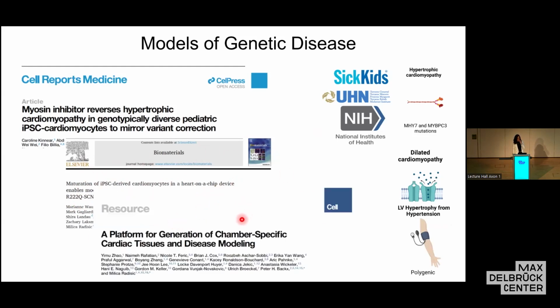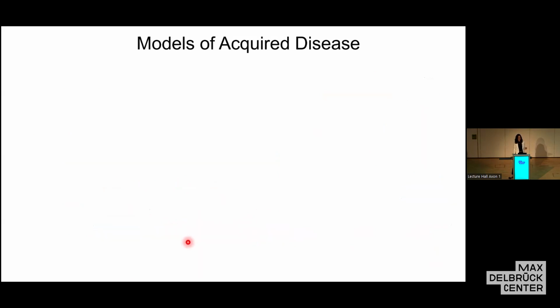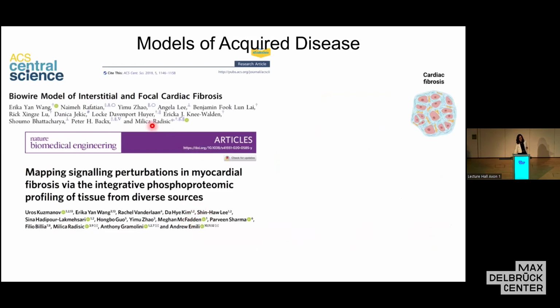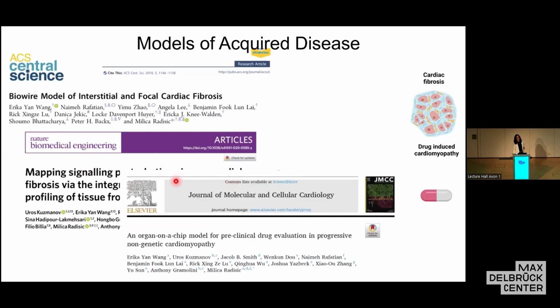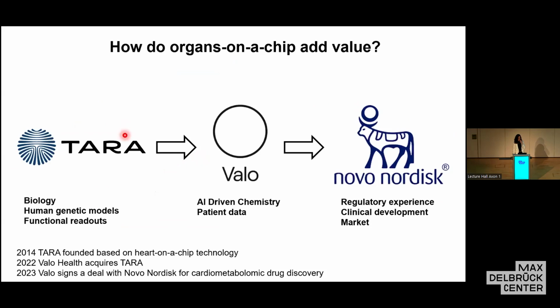And as well, when we got cells from patients who were involved in the NIH HyperGEN study, we were able to capture features of polygenic disease, which was left ventricular hypertrophy as a result of high blood pressure. We can also model acquired disease with this approach. For example, we were able to capture features of fibrotic myocardium, as well as features of cardiomyopathy resulting from drug application, such as angiotensin II. And so this technology has been commercialized through Tara Biosystems, as I mentioned.